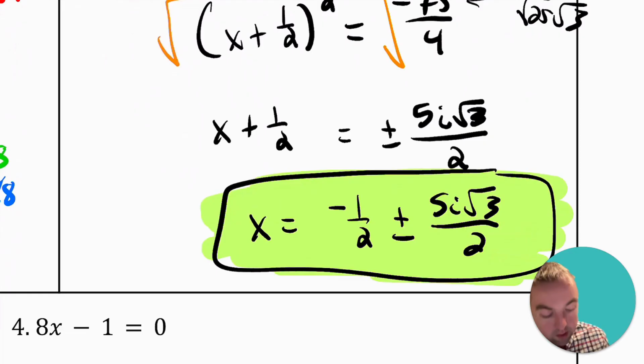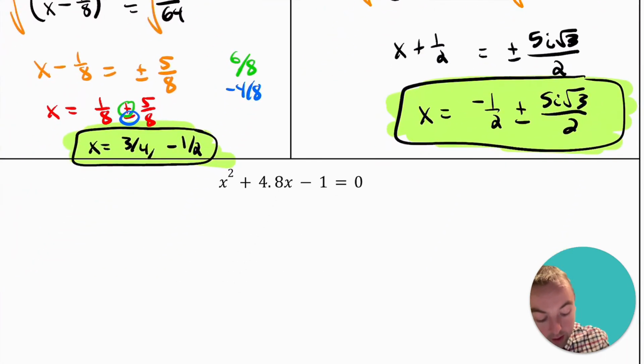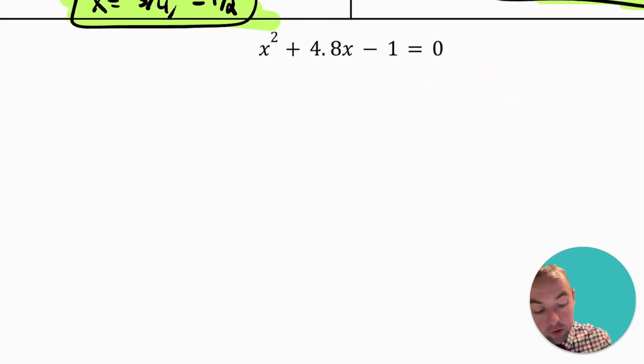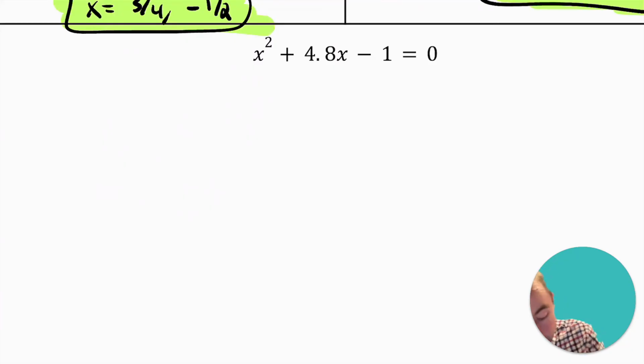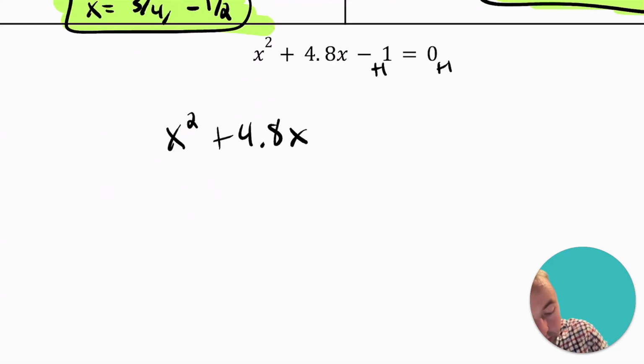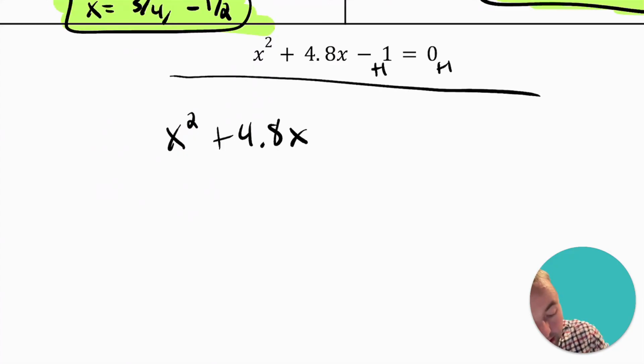And then this last example here, in terms of completing the square, actually has a decimal for its b value. So I'm going to just take the x squared and the 4.8x and leave them as they are. Let's get the 1 to the other side. So let's add 1 to both sides, and that means we're going to get 1 on that right-hand side.